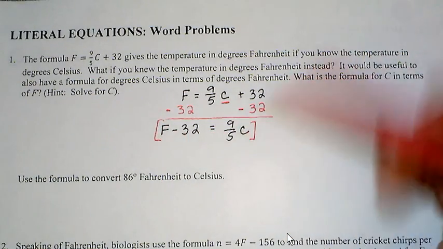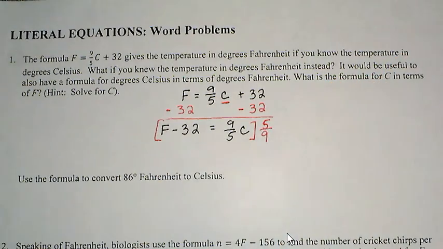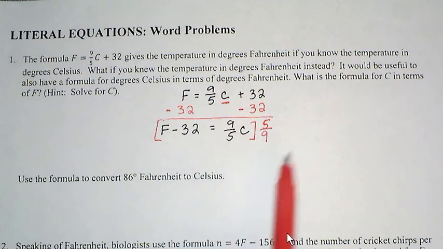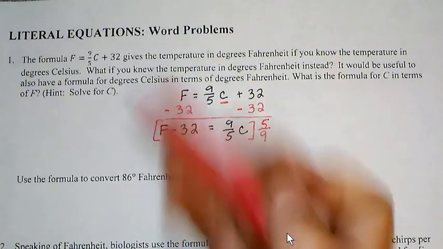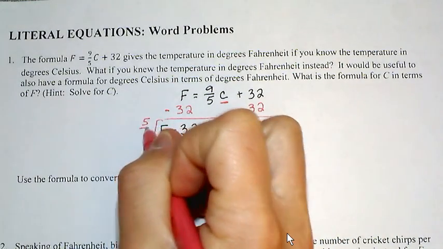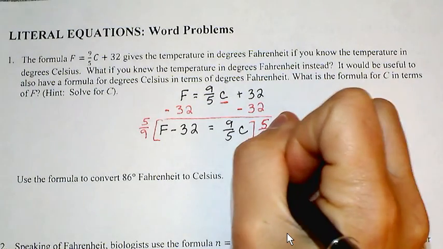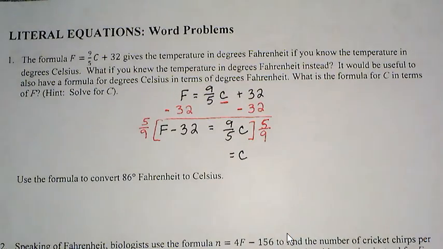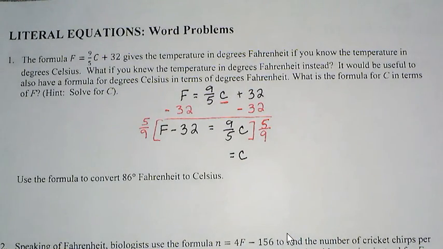So if I multiply 9/5 by 5/9, 9/5 and 5/9, those are multiplicative inverses. They're reciprocals. It means that when you multiply these two numbers, you get just the number 1. So I'm going to multiply both sides by 5/9. And when I do that, I end up with just C on the right-hand side. The 9/5 and the 5/9, those are going to cancel each other out.